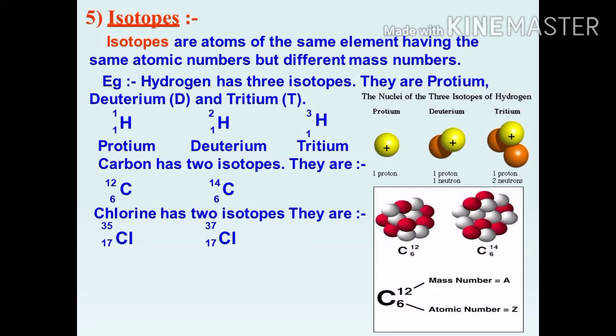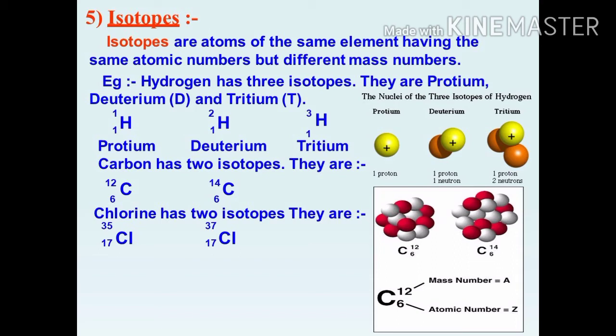See here, first protium, hydrogen: 1 up, 1 down. The 1 up is the mass number, and the 1 down is the atomic number. Atomic number means proton. How many protons are found in protium? Only 1 proton, the atomic number. How many neutrons are there? Up, how much is there? 1, that is the mass number. 1 minus 1 is 0.